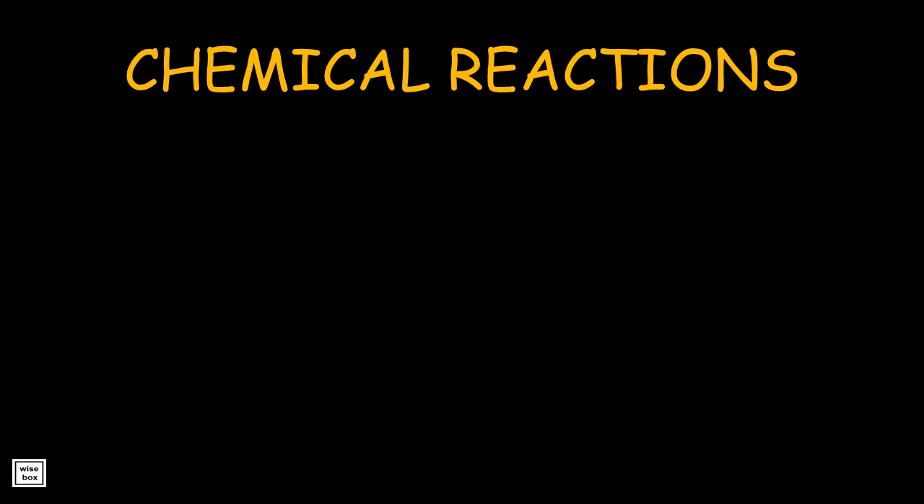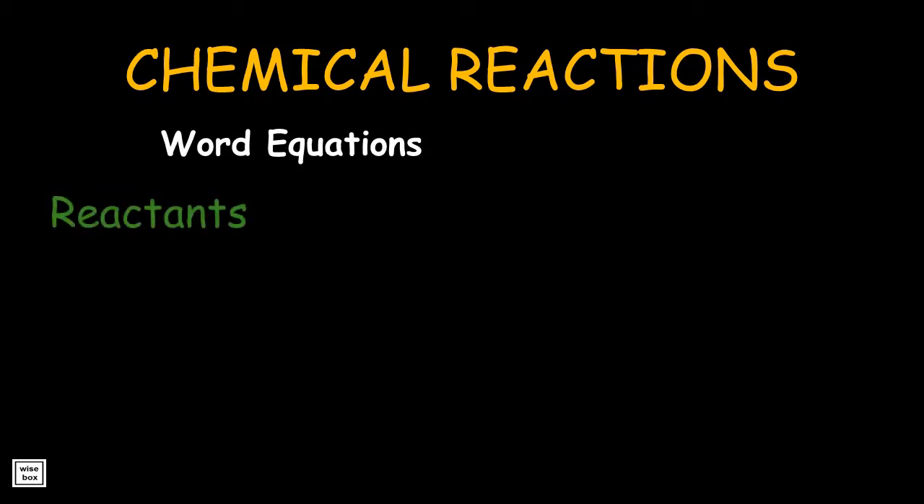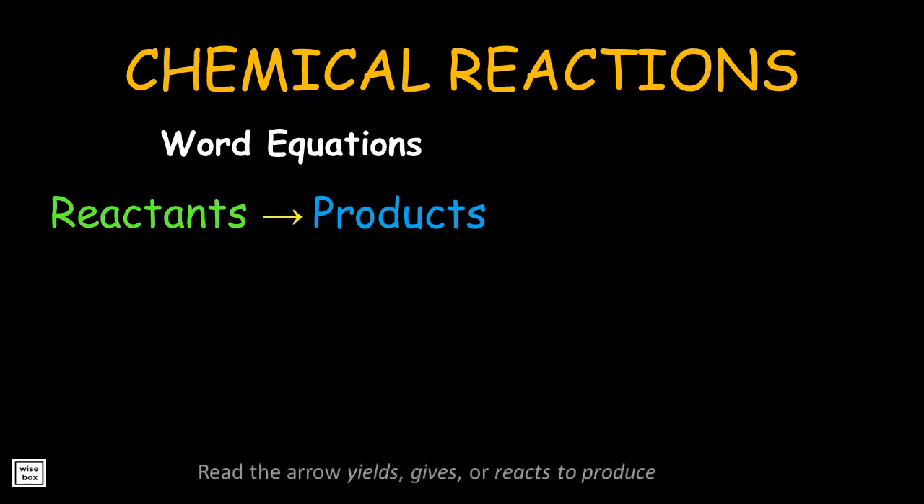How do you describe what happens in a chemical reaction? The reactants are written on the left, and the products on the right. An arrow separates them. You read the arrow as yields, gives, or reacts to produce.